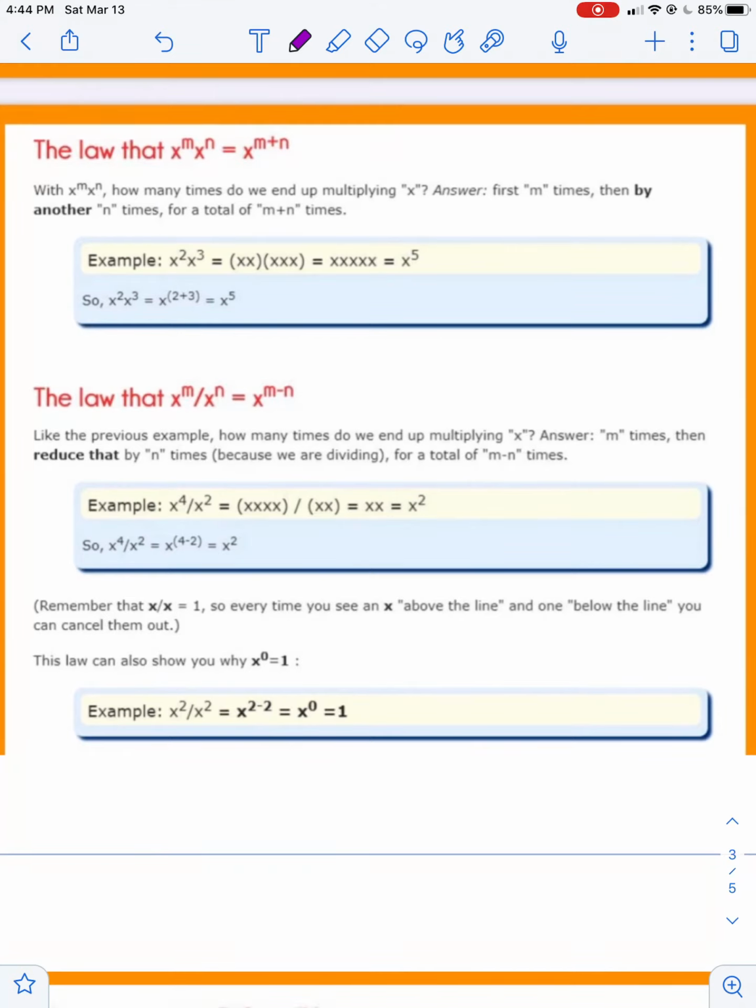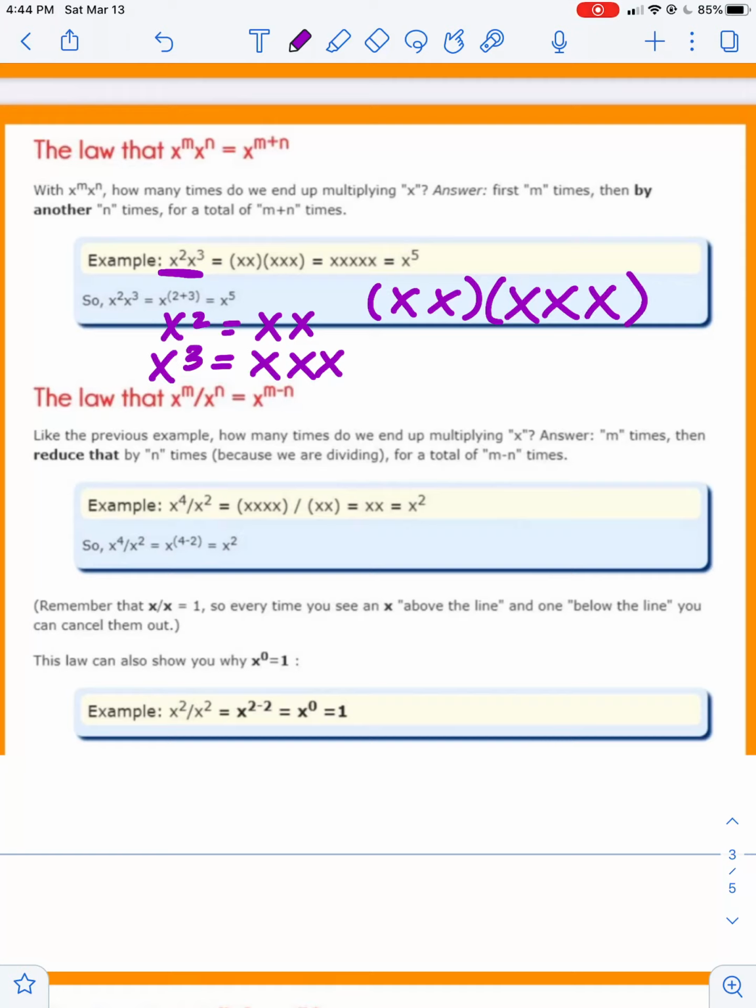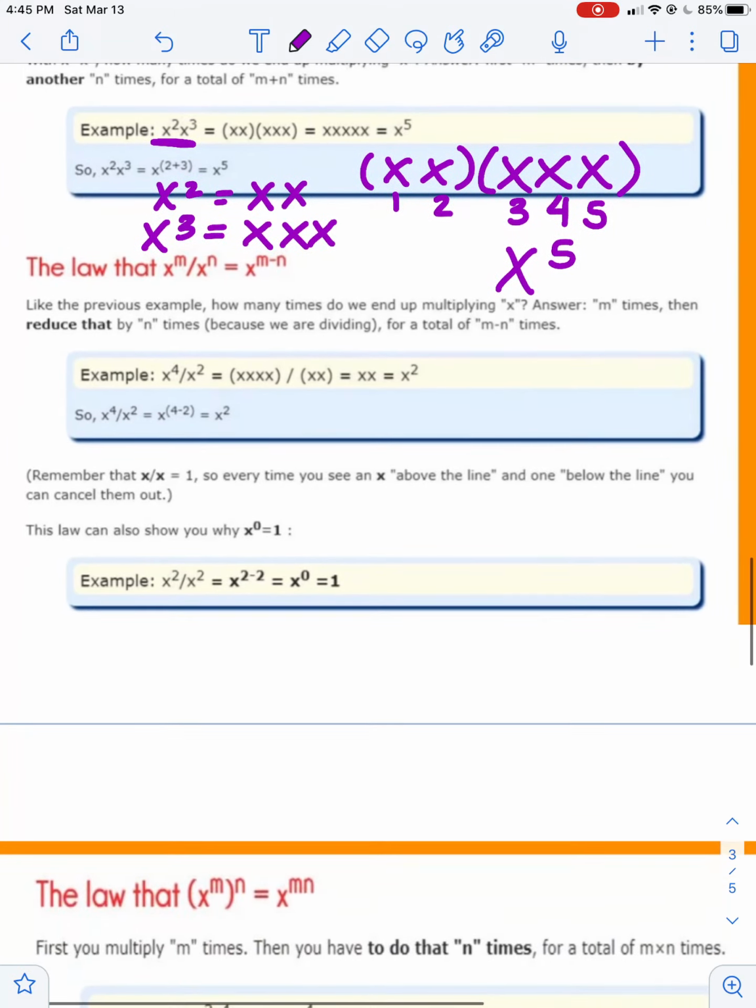So we are going to look right here. This is explaining the law that you can add the exponents together. We kind of saw that on the top. But just like this, if I have x squared, that's x times x. And if I have x cubed, that's x times x times x. And if I have those two multiplied together like I do right here, that gives me x times x times x times x times x. If you count, I have 1, 2, 3, 4, 5 x's. So I can write that as x to the 5th because I'm multiplying x by itself 5 times total.